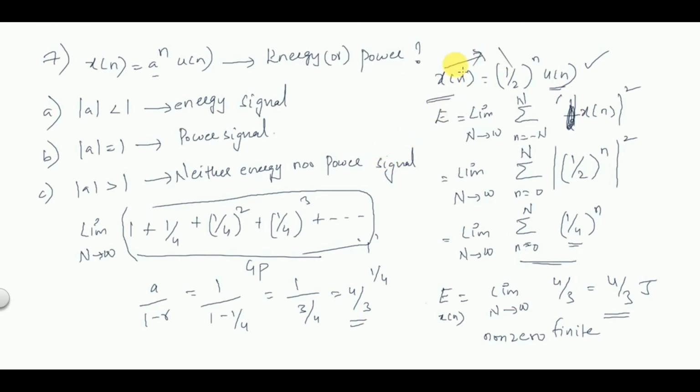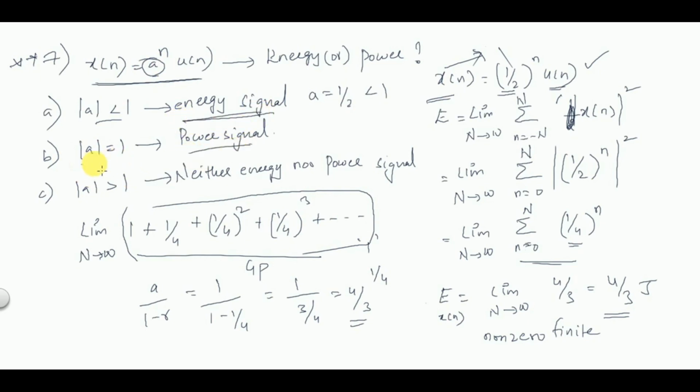So this is how we can classify. Because here mod A value is 1 by 2, which is less than 1, it is an energy signal. In competitive exams doing all this is not required, so you can just remember this important point. If any signal is given of this form, just see this A value, and we can decide whether the given signal is an energy signal or power signal.